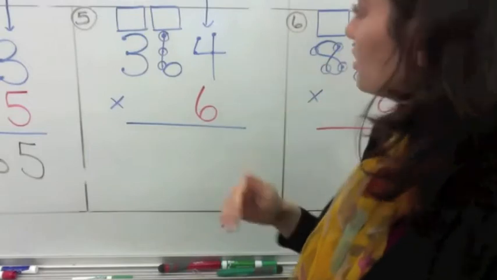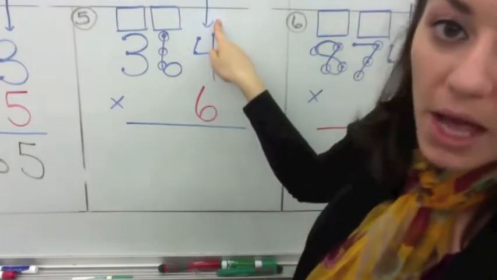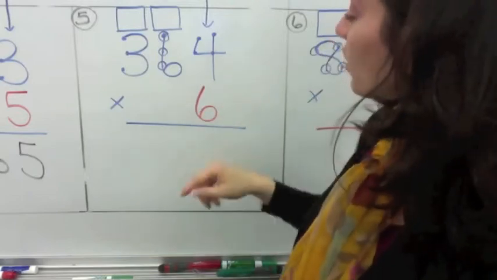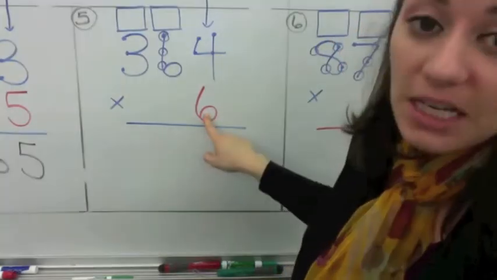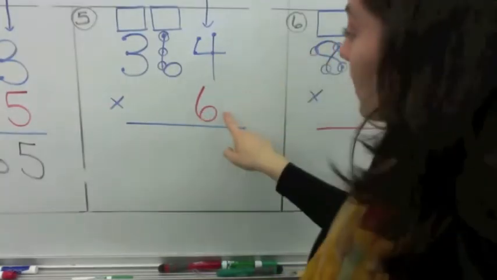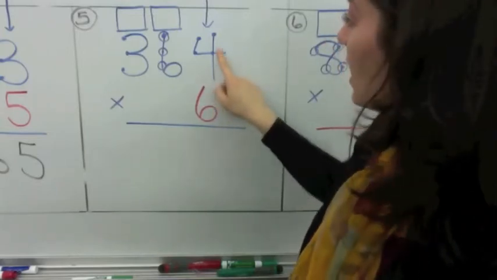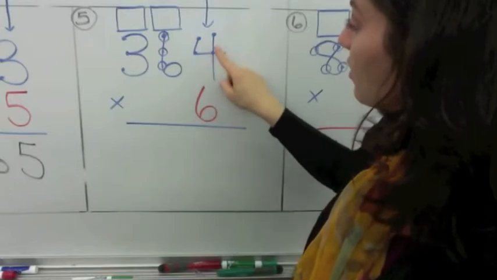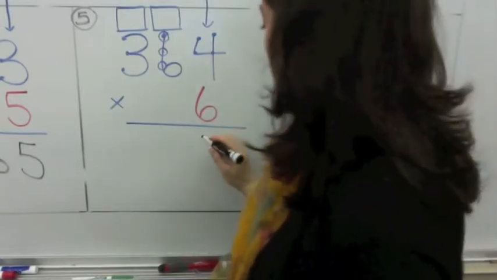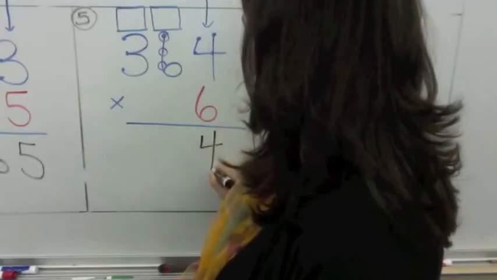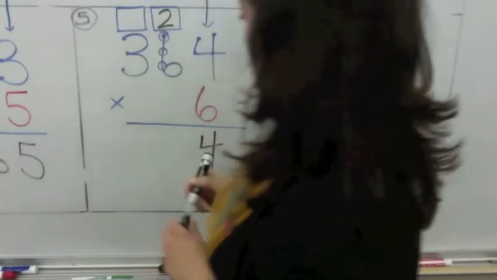So we're going to go ahead and start with the ones place. Start with the what? The ones place. We're going to do 6 times 4. So this says we're going to skip count by 6. How many times? 4 times. So we're going to say 6, 12, 18, 24. But we're going to write 24. You're going to write the 4 in the ones place. Carry over the 2. Okay.